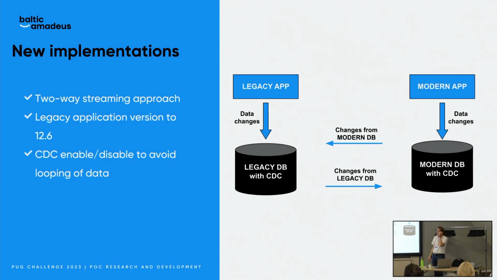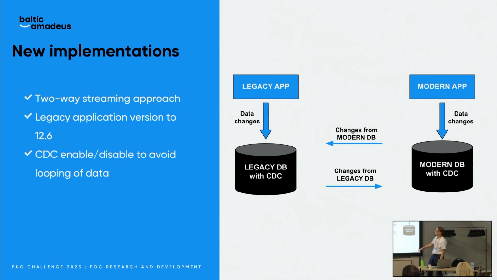Then the additional new implementations. So yes, we finished the delete. Since all operations like delete, update, and create were working fine, we decided to move on with the two-way streaming approach, and that meant we had to use the Kafka libraries again, so we had to upgrade the legacy application version to 12.6. And again, we had to think of a CDC enable and disable functionality to avoid looping of data. How it works is pretty much shown here.